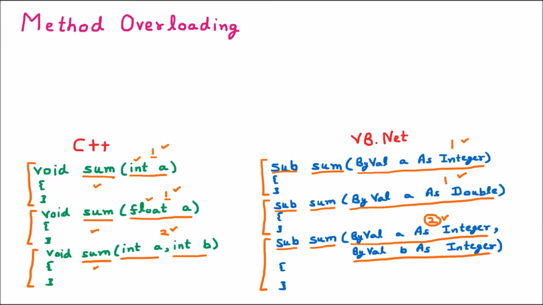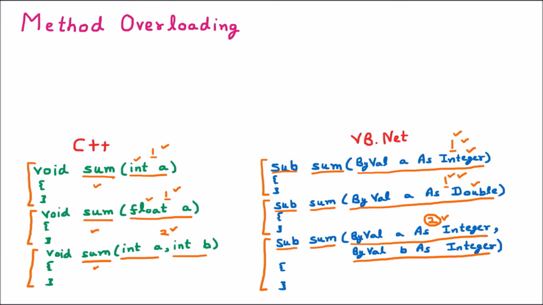Now there can be a problem between the first two because both have 1 argument, the same in number. But now we are going to check their type. If we see, the first one's type is integer and the second one's type is double. So again there is no problem with these 2. So these 2 will also work fine.